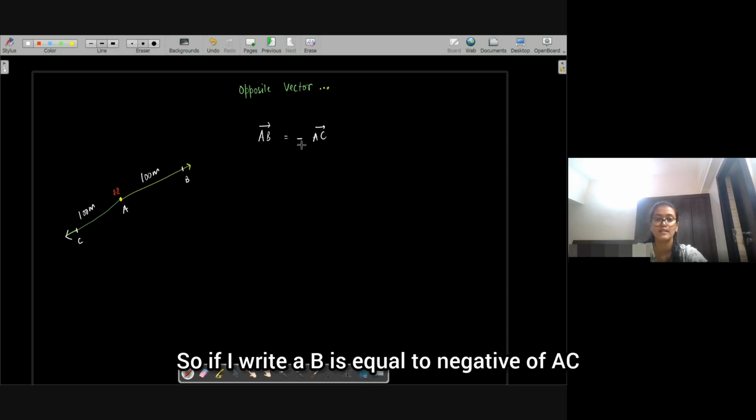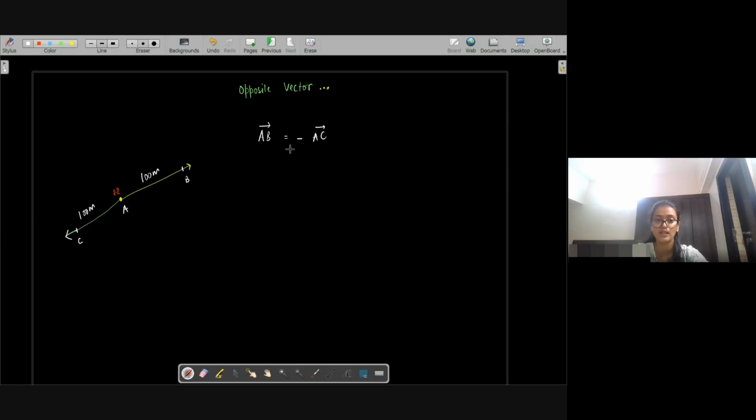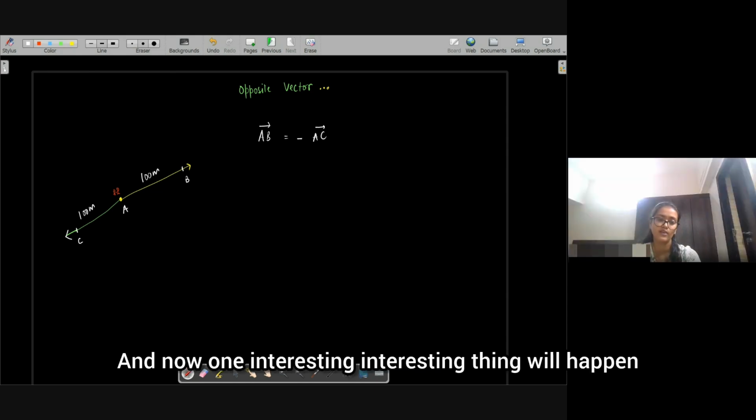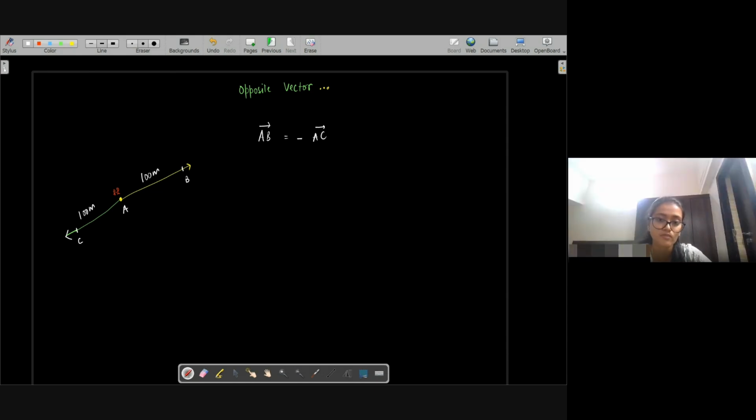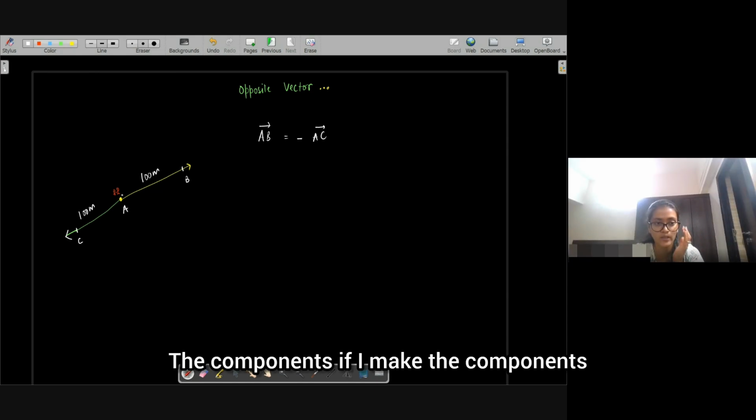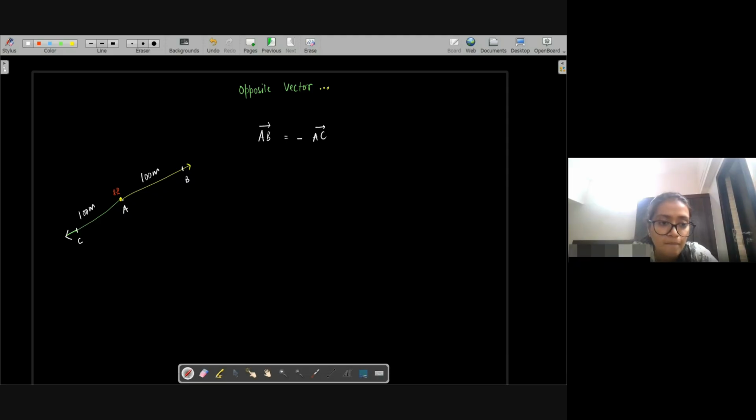So if I write AB is equal to negative of AC, that just means that these are both opposite vectors. Okay. And now one interesting thing will happen. The components, let's make the components.